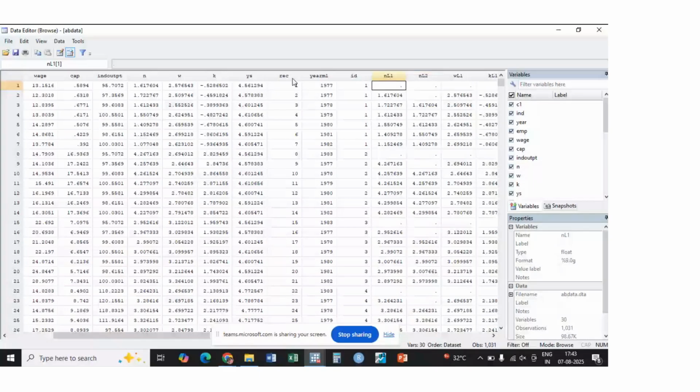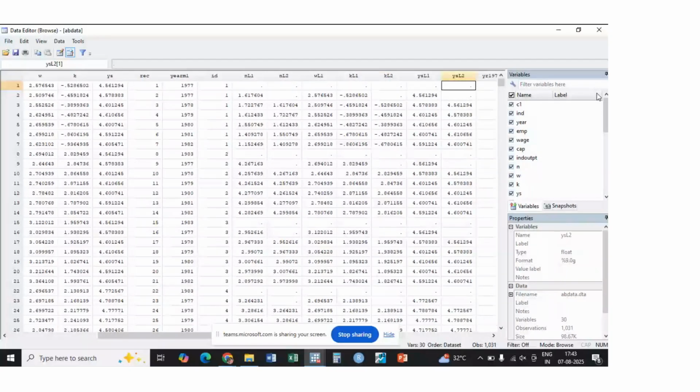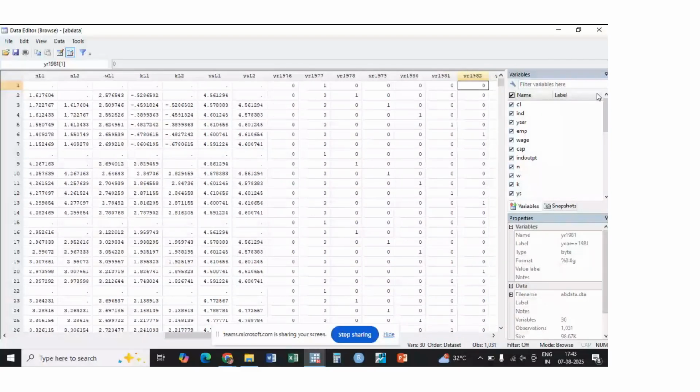NL1, first lag of YI. NL1 is what? Your YI, T minus 1. NL2, YI, T minus 2. NL1 corresponding to this N in this particular period. Right? Then similarly, we have done it for a few of the other variables as well. The argument is that the past values of capital as well as the output could affect the employment. And we have included a couple of year dummies as well.